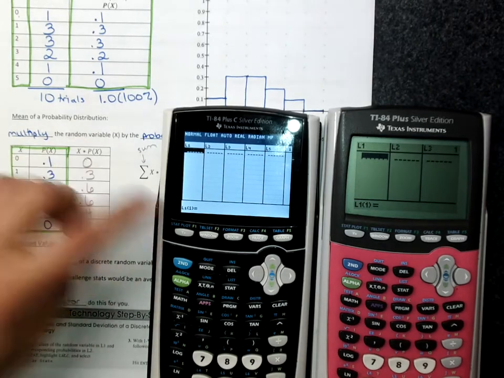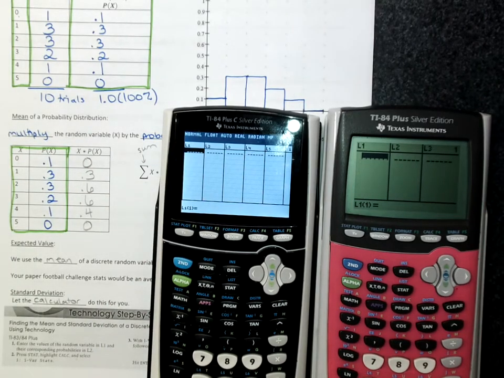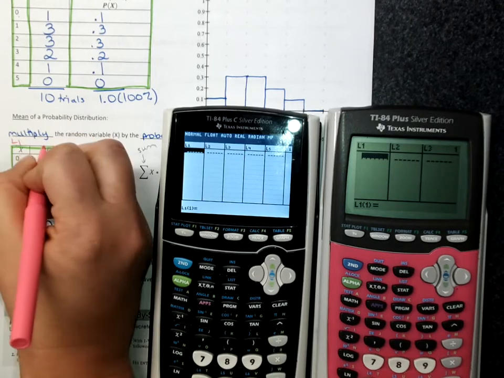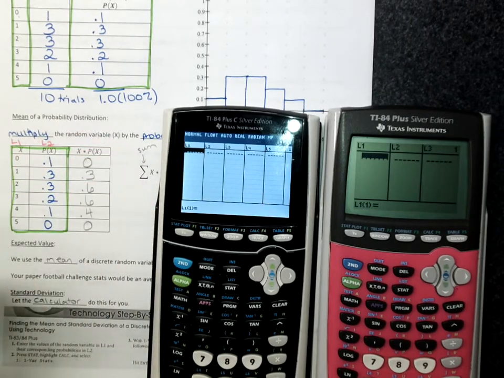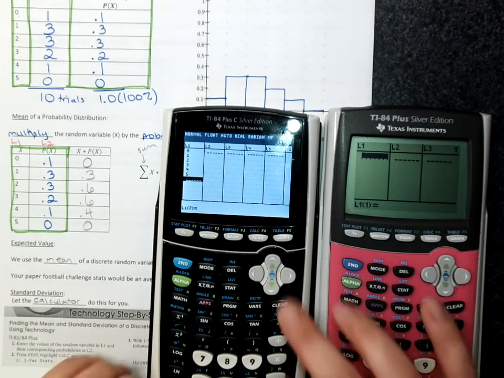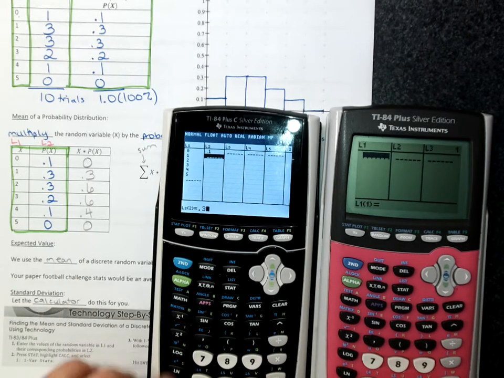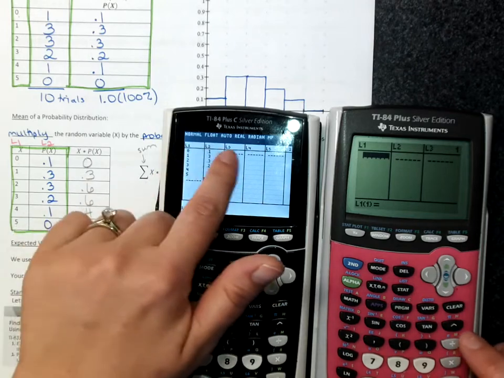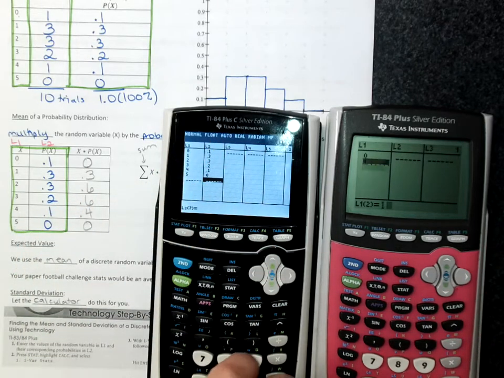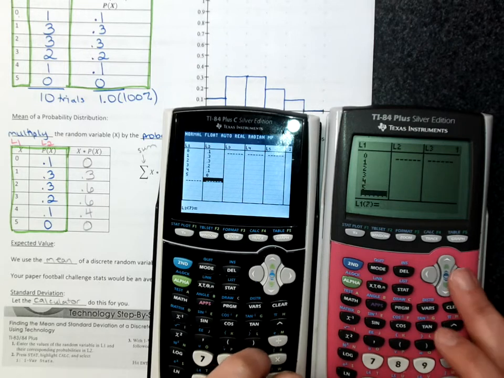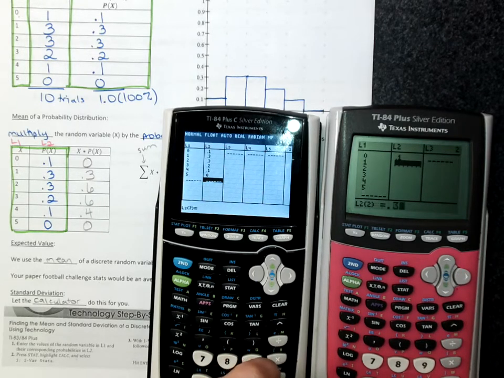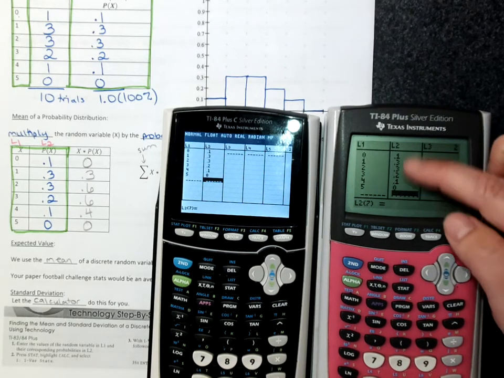So in L1, we're going to put our x values, and in L2, we're going to put the probability of each one of them occurring. So 0, 1, 2, 3, 4, 5, and their corresponding probabilities right next to them. And make sure they line up just like in chapter 4. So same thing on the older calculator. Go over, 0.1, 0.3, 0.3. Make sure your decimals get in there. Sometimes we go too fast and we miss the decimal.